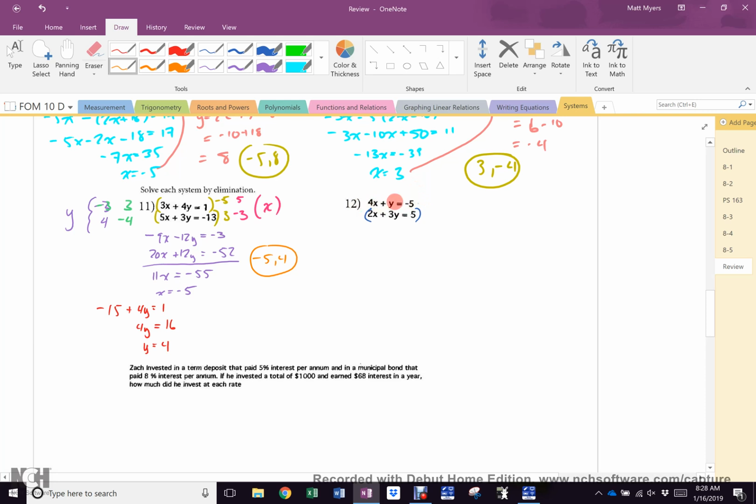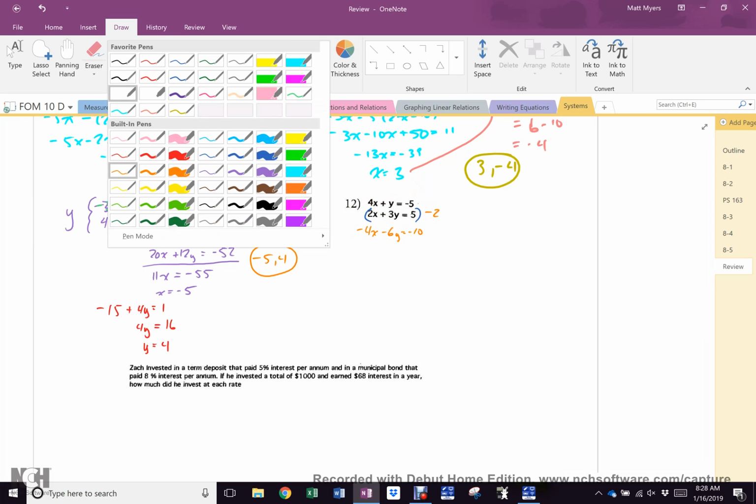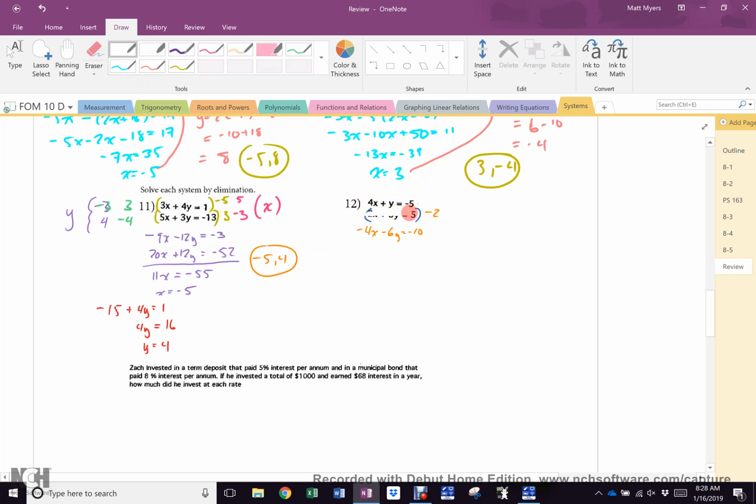Do I need to do anything to the top one? No, of course not. But if I multiply the bottom one by negative 2, I am going to get negative 4x minus 6y equals negative 10. Then I can just add them. I don't need to worry anymore about that one. I just multiplied the top with 3 so that it matched with the... Yeah, you could have done that too.